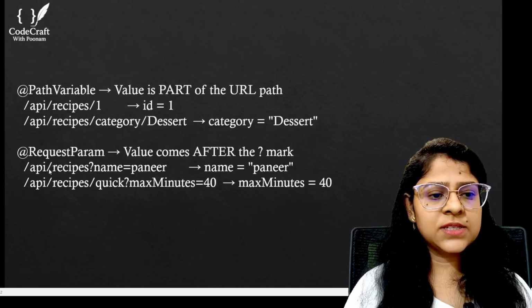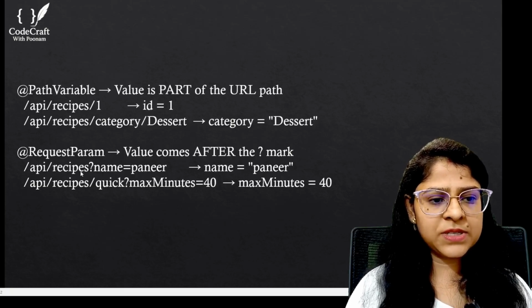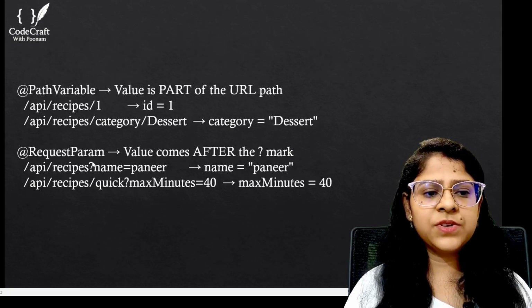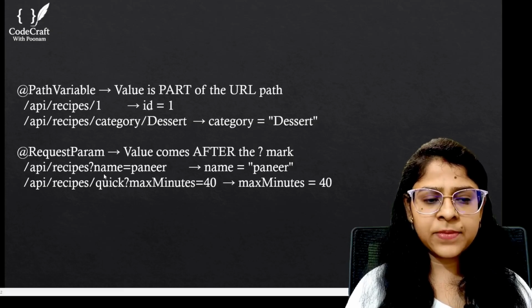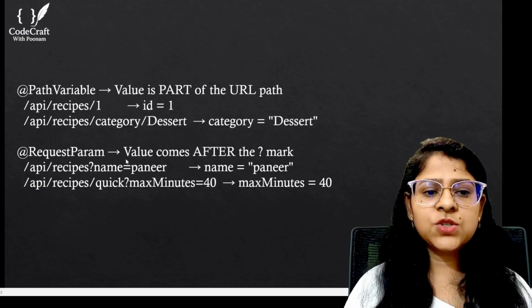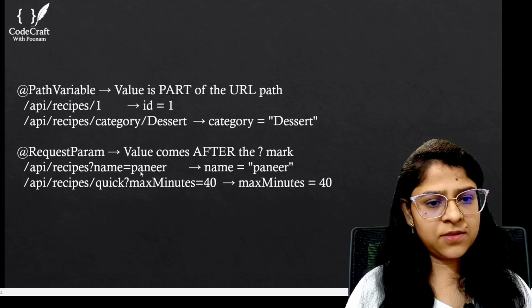So here you can see that /api/recipe, this is our base URL, right? After this we are providing the question mark and then key and value, that is name=paneer. So this will search for the paneer.